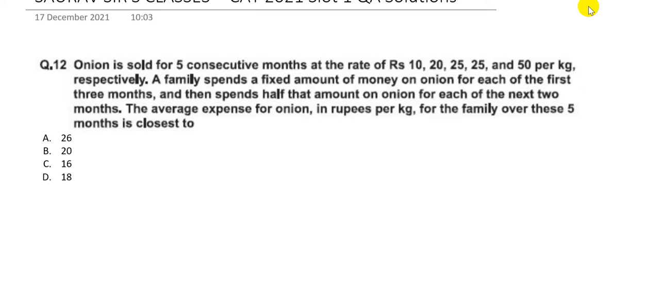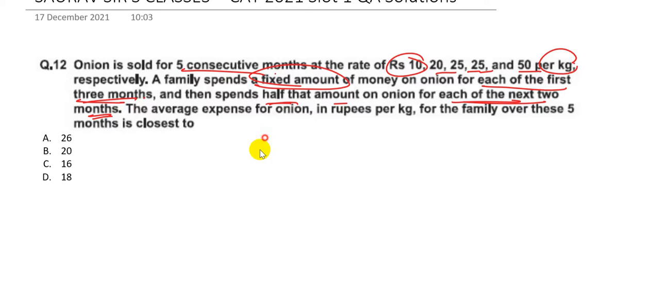We move on to question 12. It says, onion is sold for 5 consecutive months at the rate of 10, 20, 25, 25 and 50 per kg respectively. A family spends a fixed amount of money on onion for each of the first 3 months and then spends half that amount for each of the next 2 months. The average expense for onion in rupees per kg for the family over these 5 months is closest to.